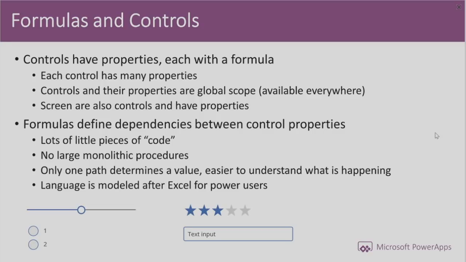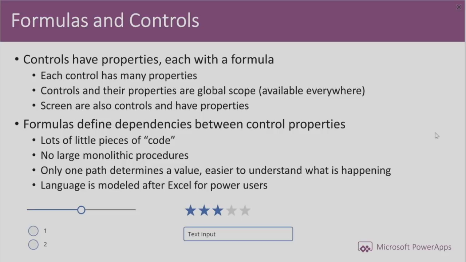You can get to any one of those objects and their properties from anywhere else in the application. And screens themselves are also controls that have their own set of properties that can be driven from other parts of the app. Formulas bind that stuff together. They're the little pieces of code that connect the dots. There's no large monolithic procedure in this world. You say, this is connected to that, this is connected to that.